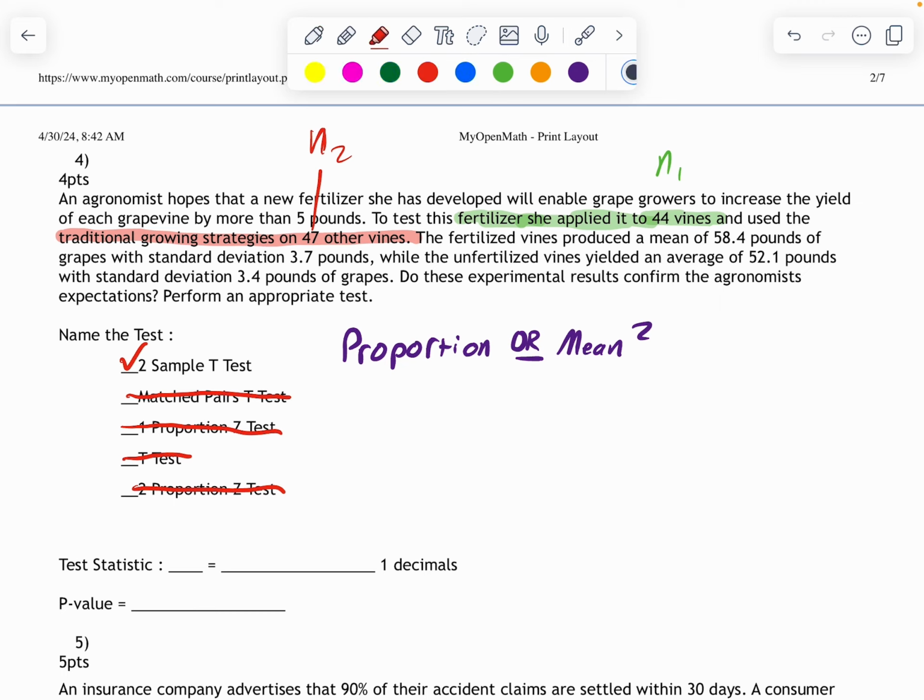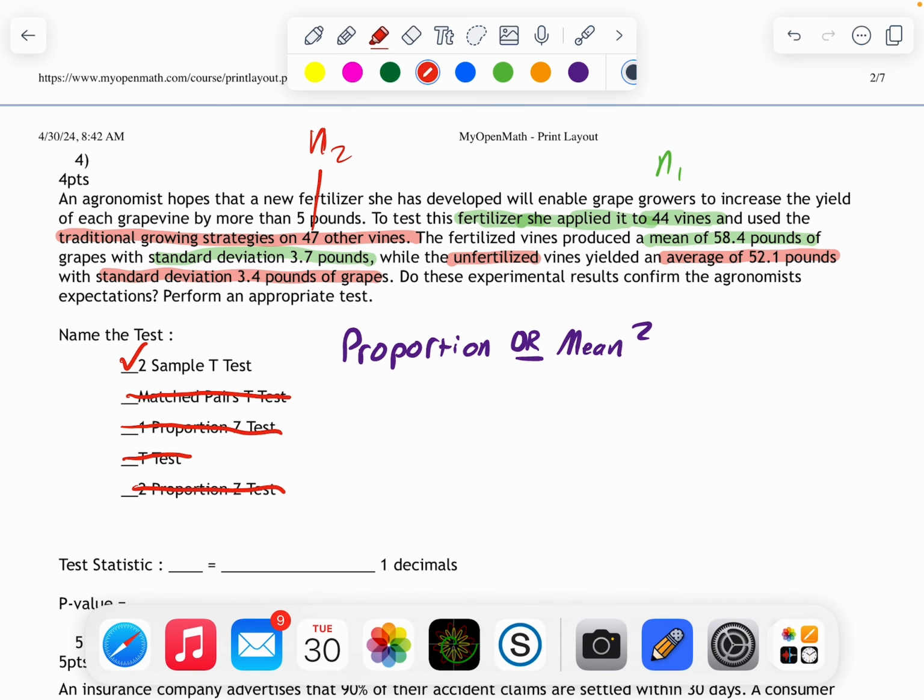Fertilized vines had a mean, I'll stay color coded. The fertilized ones are the green ones. Had a mean of 58.4 and a standard deviation of 3.7. Meanwhile, the unfertilized vines had a mean, an average of 52, and a standard deviation of 3.4. Does it confirm the agronomist's expectations? So let's do the test on the calculator and find out.